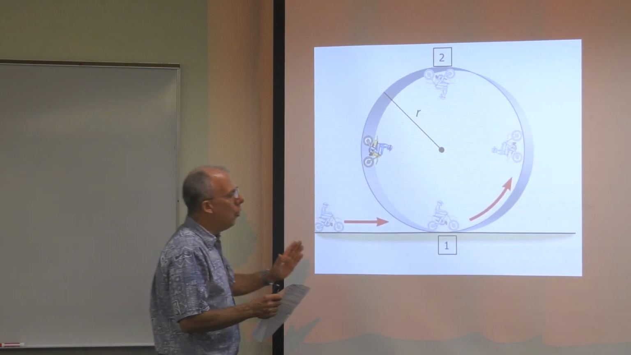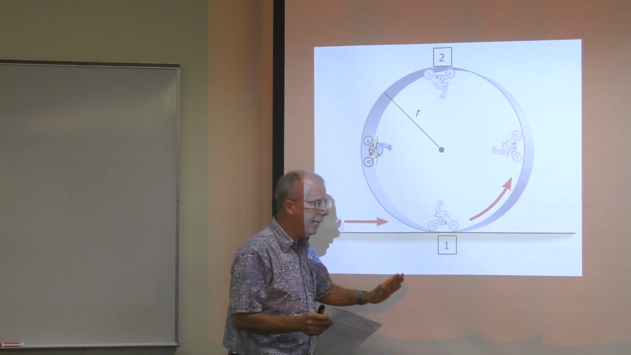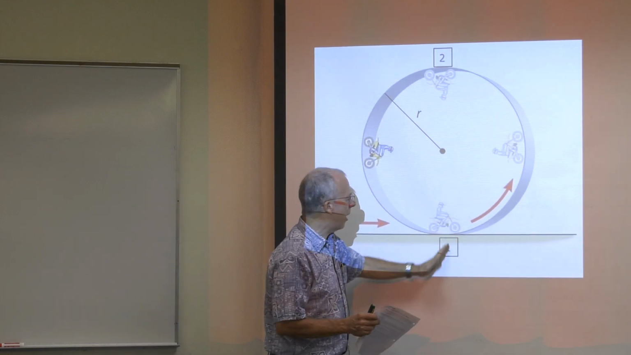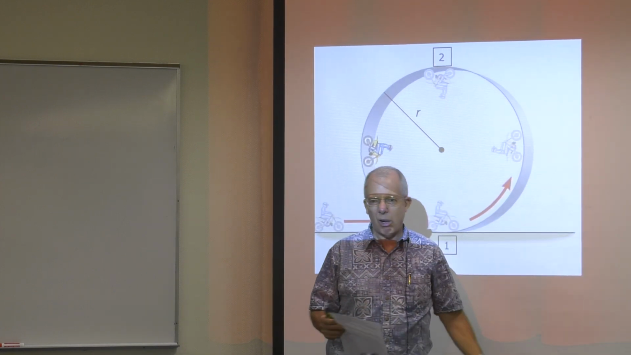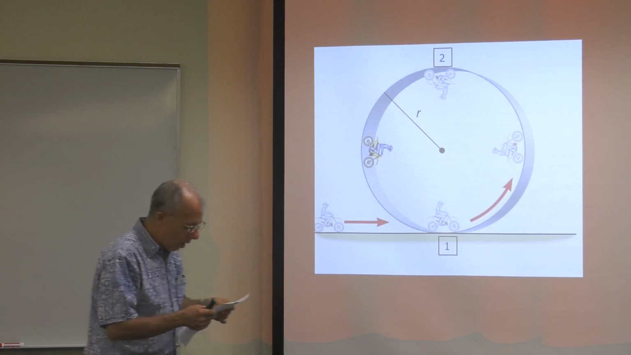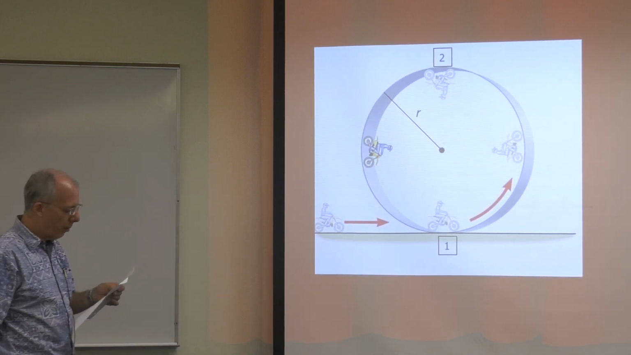Now, are the normal forces always the same? What do you think? No way, right? Here, he's pressing down a lot on the track. Here, he's not pressing very much at all, right? So the normal forces are not constant. Okay, so let's draw the centripetal force diagram.